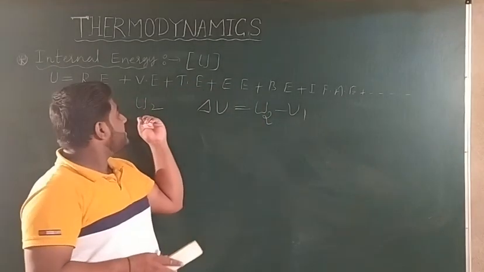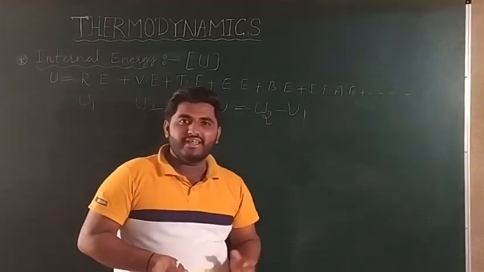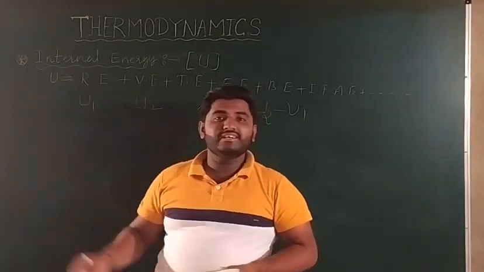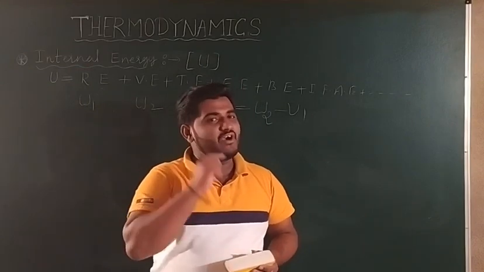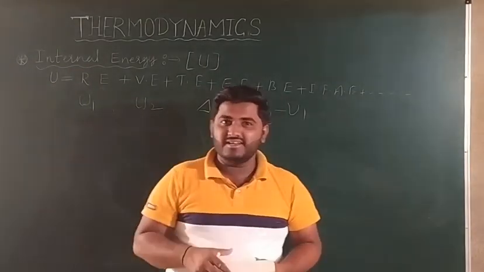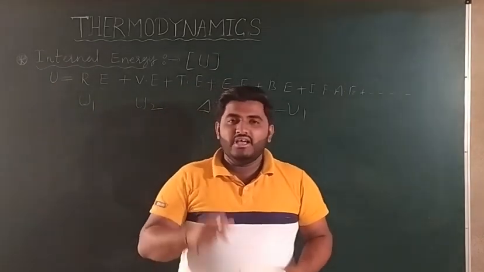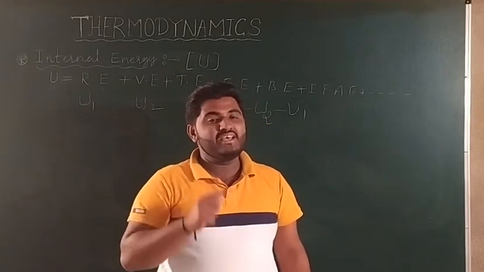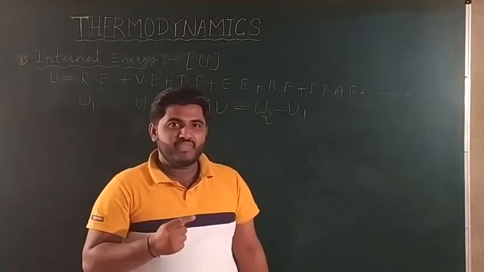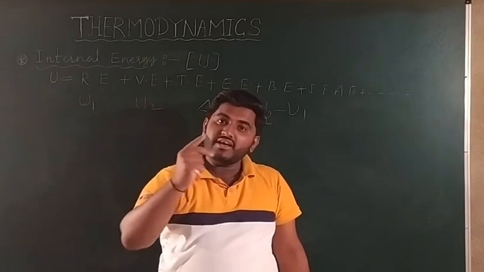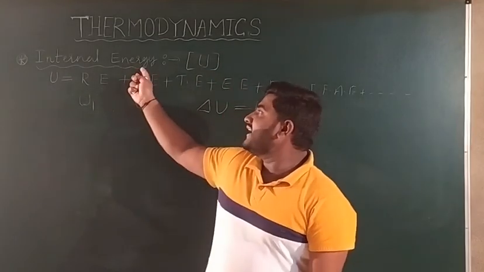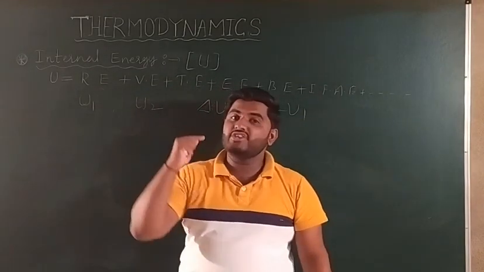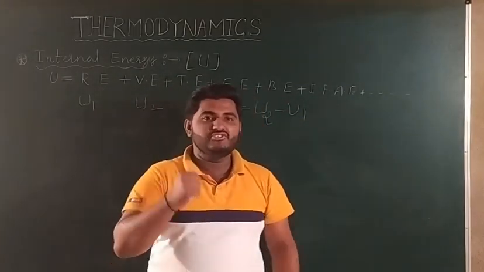And here the internal energy depends on final and initial position only, right? Therefore, internal energy is a state function. Earlier we have discussed what is state function and path function. If the system depends only on the initial and final position of the process, then it is called a state function. If it depends on path, then it is called a path function. So internal energy depends on initial and final position only. Therefore, this is a state function.